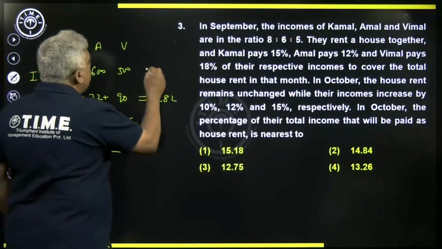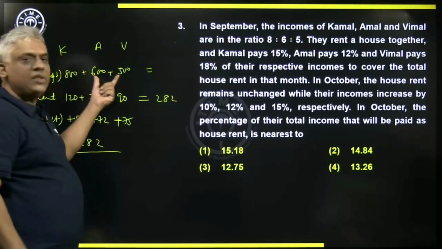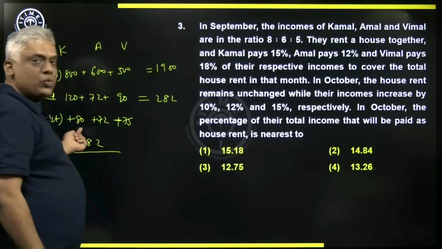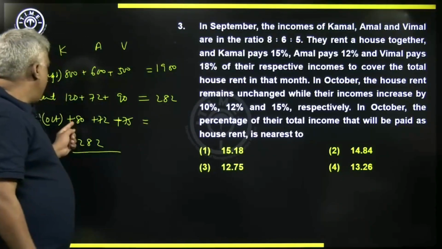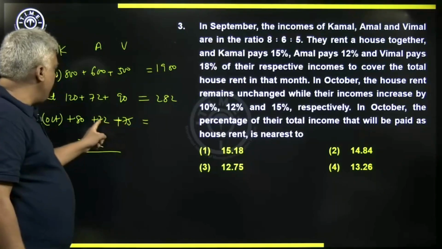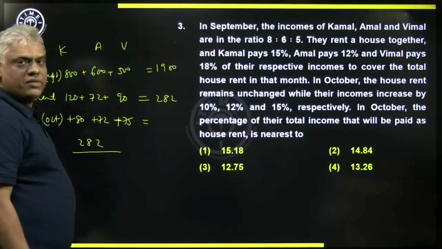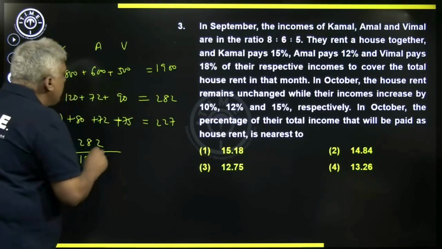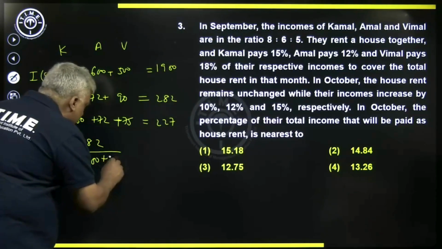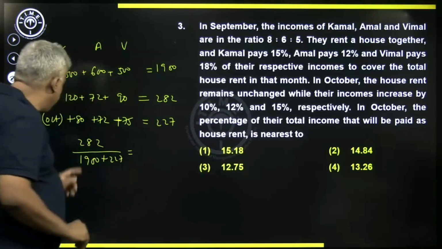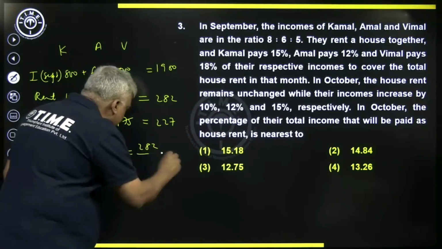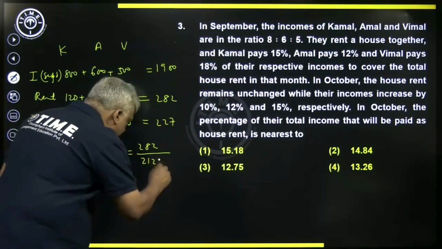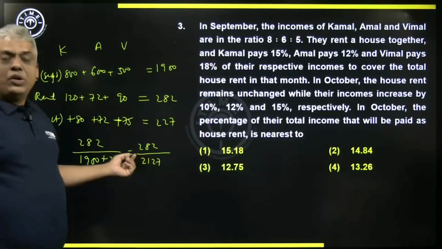Now, what was September's income? Let us add September's income. It was 1100 plus 800, it was 1900, and now in October it increased by, I have written the increments, 75 plus 72, this is 147, 147 plus 80, 227. So, now October's income is 1900 plus 227. So, we have to calculate 282 is what percent of, this will be 2127.